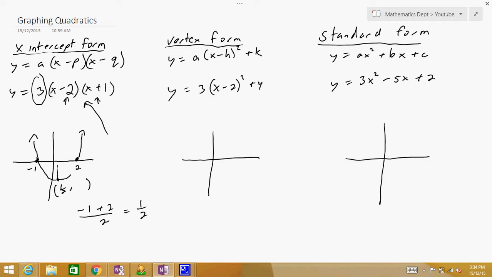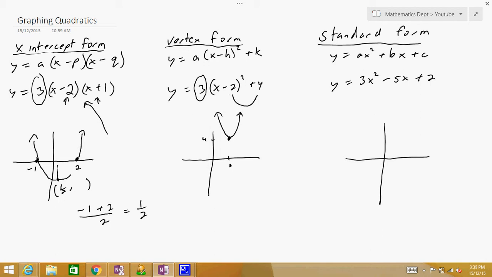If it's in vertex form, where y equals a(x - h)^2 + k, your vertex is already given, and that's (2, 4). So your vertex is here at (2, 4). Once again, because your a value is positive, you know it's going to go up like this.